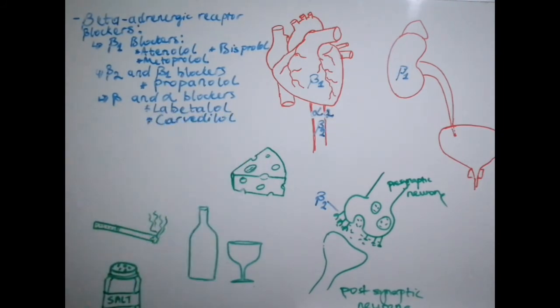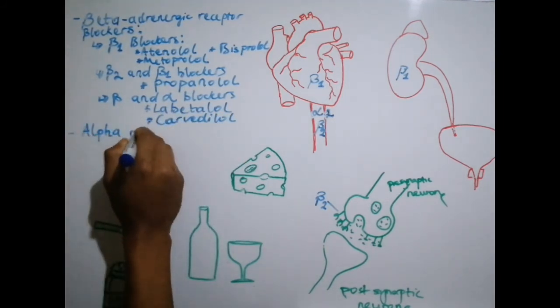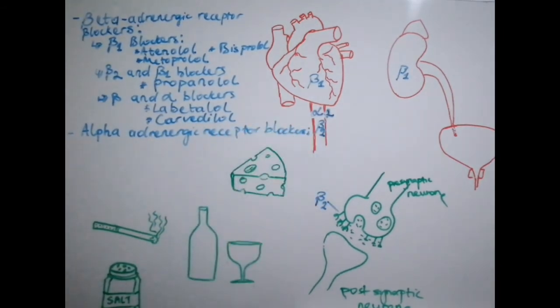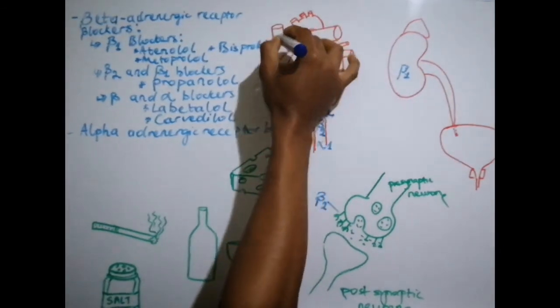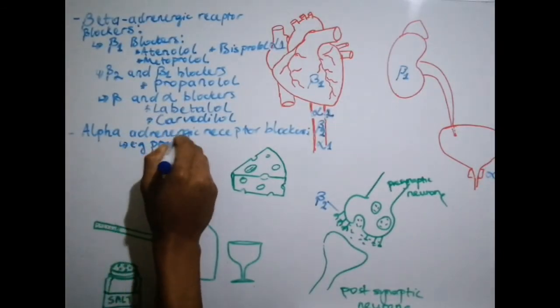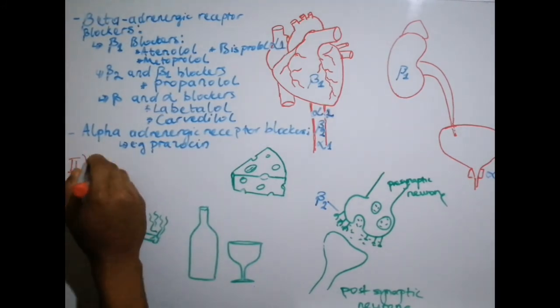Examples are labetalol, carvedilol. Alpha-adrenergic receptor blockers competitively and selectively block alpha-1 adrenergic receptors, which are found on the smooth muscles of arteries, veins, and bladder sphincters. Examples include prazosin, terazosin.